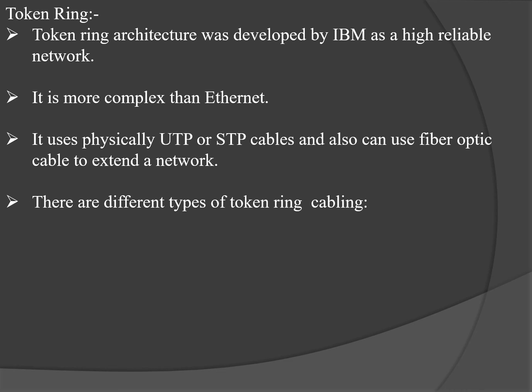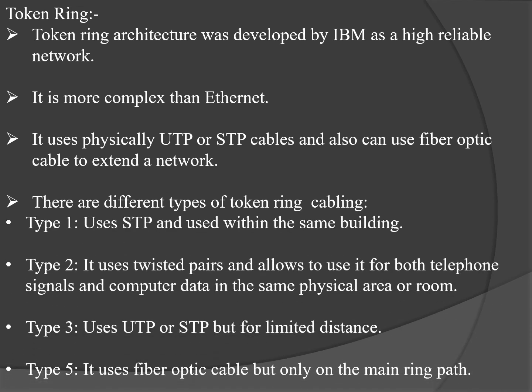There are different types of token ring cabling. We have categorized it as type 1, type 2 and type 3. And here the categorization is done depending upon two things. One thing is the cable and the second thing is the area. That is, whether it is used within the building or within the room, it has been categorized. So let us study. Type 1 uses STP and is used within the same building. Type 2 uses twisted pairs and is allowed to be used for both telephone signals and computer data in the same physical area or room. So within a room we can use type 2.